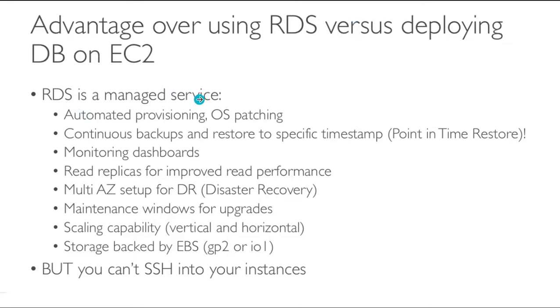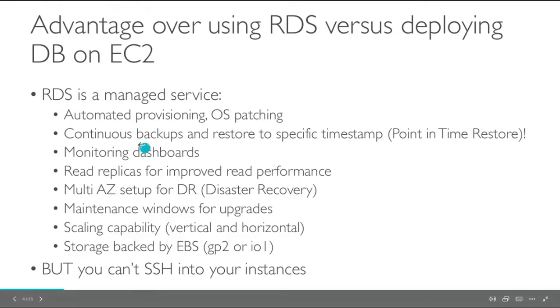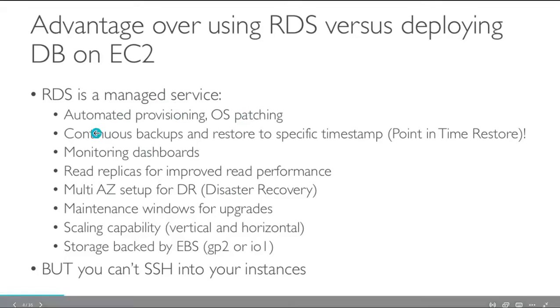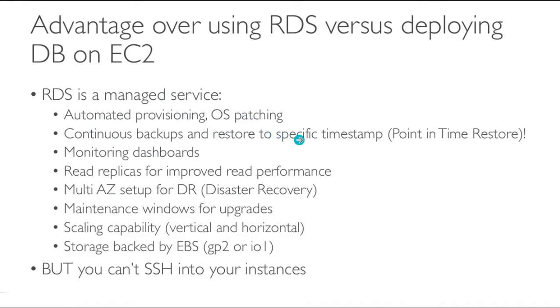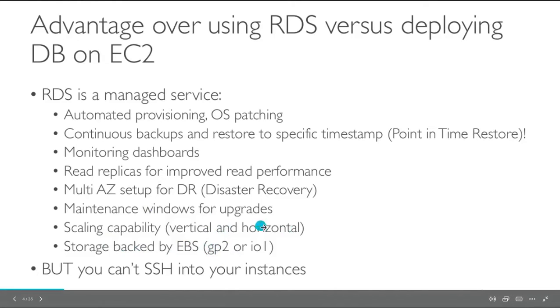So RDS is a managed service which automatically does all these configurations like automated provisioning, OS patching, continuous backups, and restore to any specific timestamp. Monitoring dashboards, read replicas. I'm going to tell you what read replicas are. Read replicas for improved read performance, Multi AZ setup for disaster recovery, maintenance windows for upgrades, and scaling capacity, so you can enable auto scaling as well. You can also set up scaling policy like vertical and horizontal. And storage is backed by EBS volumes, which can be either general purpose GP2 or provisioned IOPS IO1. But the only drawback is you cannot SSH into your instance.